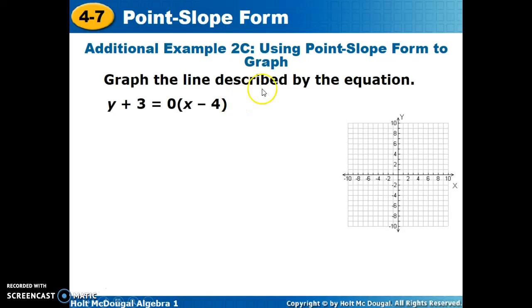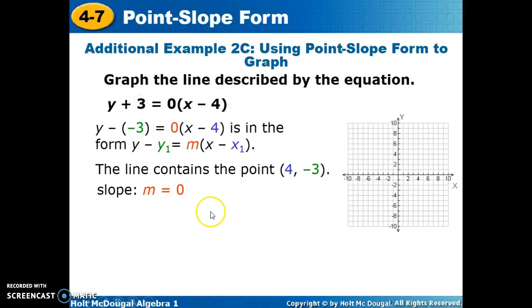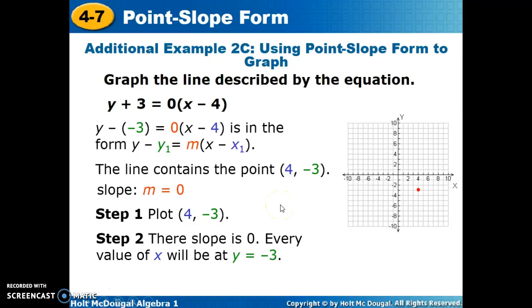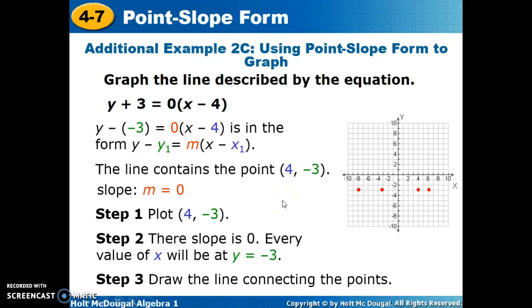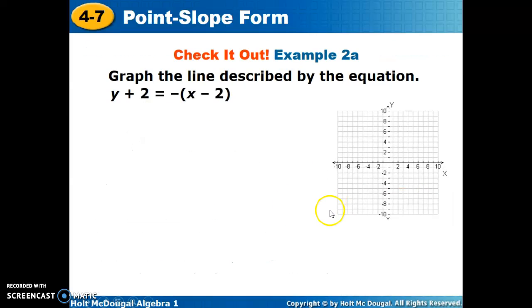Graph the line described by the equation. So we see instantly, we see a slope of 0. We know that is a horizontal line. And we see that it's going through the point (4, -3). So let's go ahead and plot the point (4, -3). And then our slope of 0, every value of y is going to be -3. We have no rise, but we do have run. Try check it out 2a and come back and check your answer out.